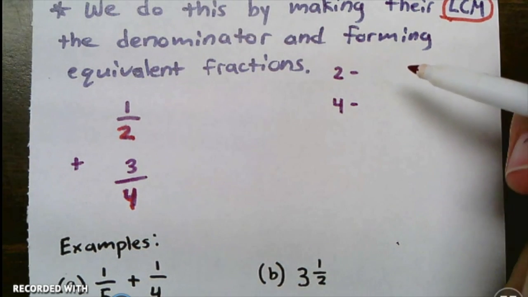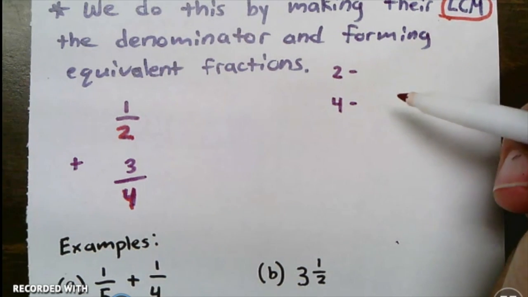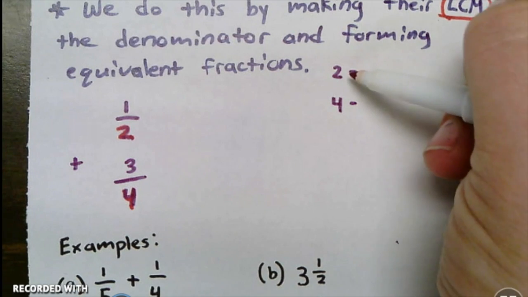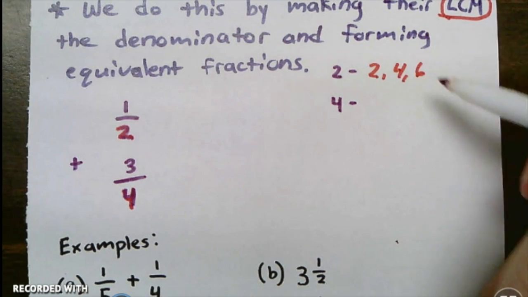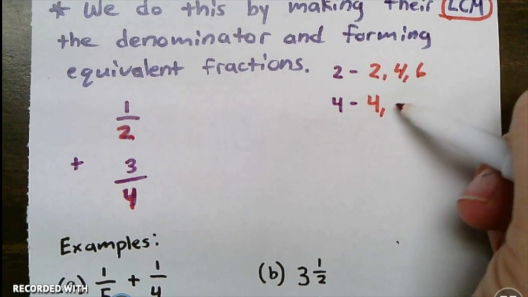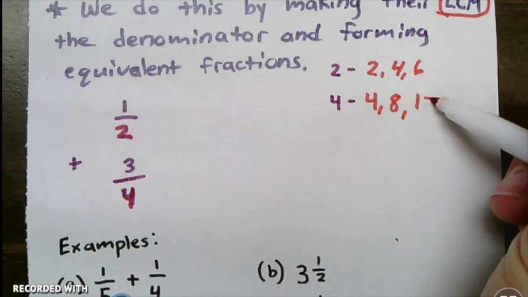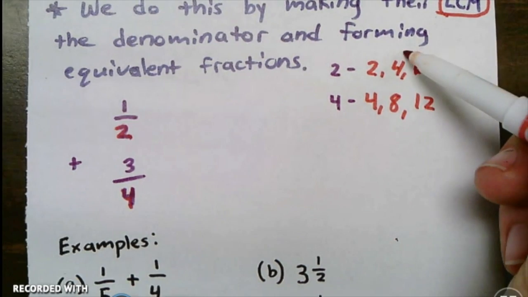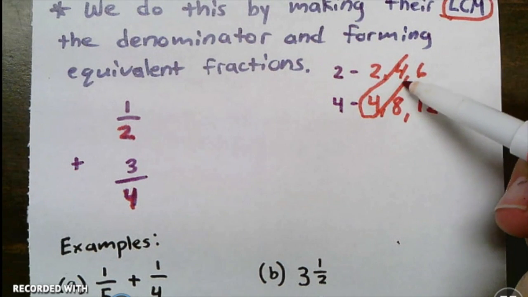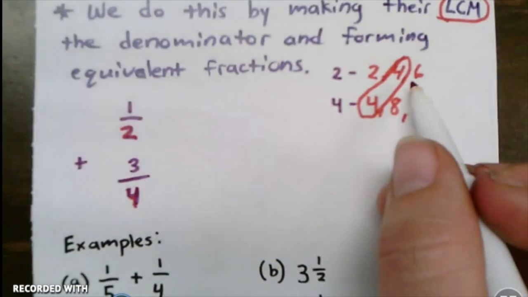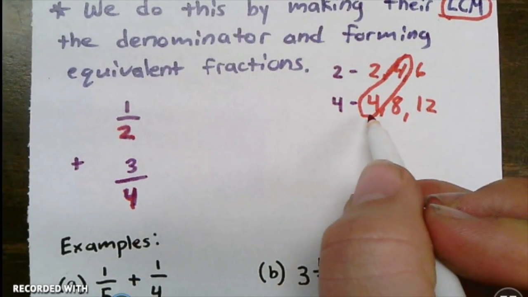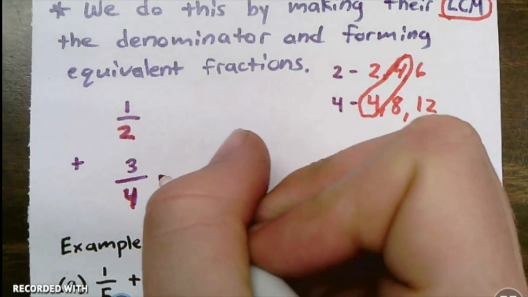Over here, I wrote the two numbers down because we've found least common multiple this way. So we'll list the multiples of 2. We've got 2, 4, 6. Let's go to 4. 4, 8, 12. Did we already find one? We sure did. It was 4. This example's silly because they use such a basic one, but whatever. We're going to make them equivalent fractions with denominators of 4.